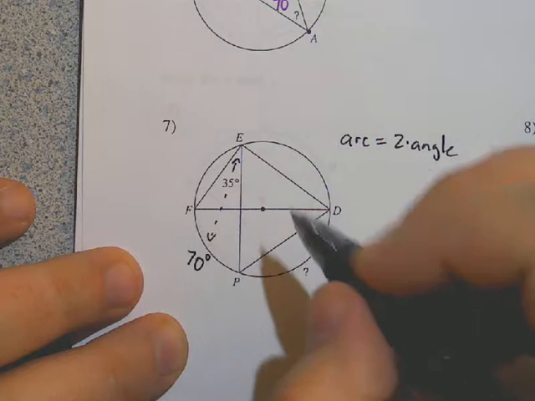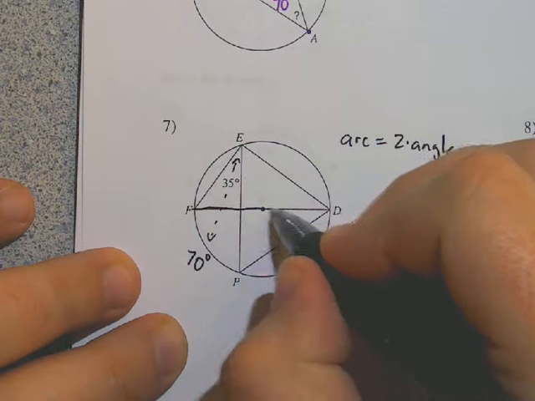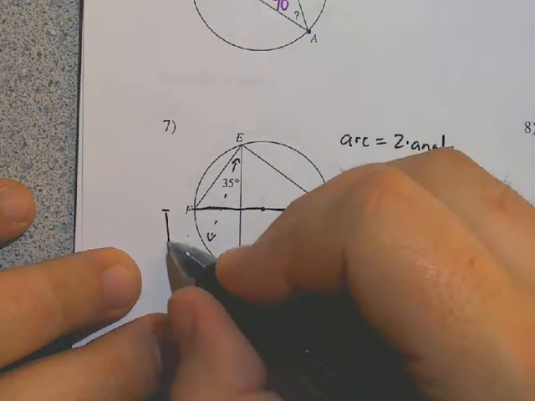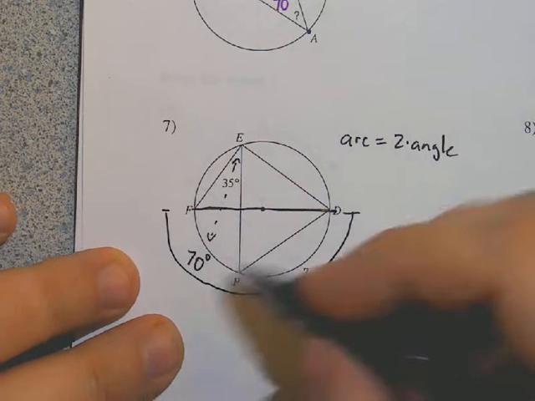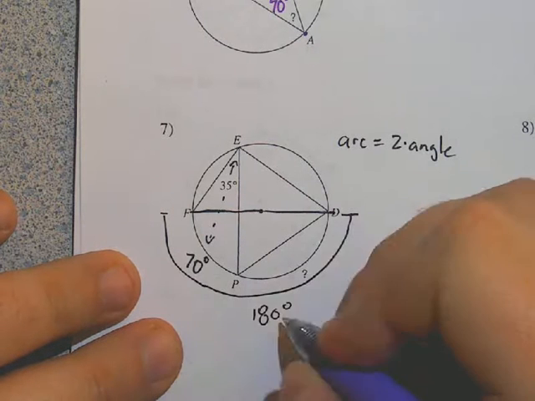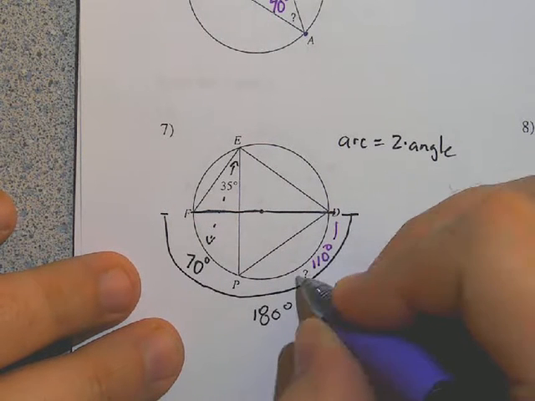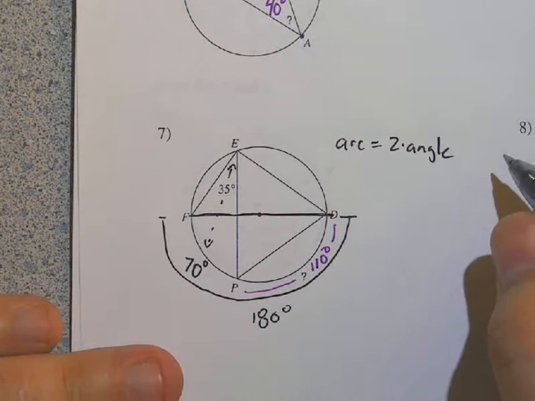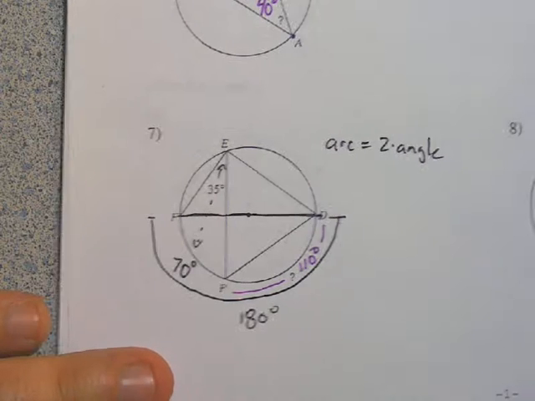Now, also, don't forget about FD here being a diameter. It means it cuts the circle in half. That means it also cuts the arc measure in half. So 360 divided by 2 means this is 180 degrees. So what does that leave here? Well, it's 180 minus 70, so this is 110 degrees for arc PD.